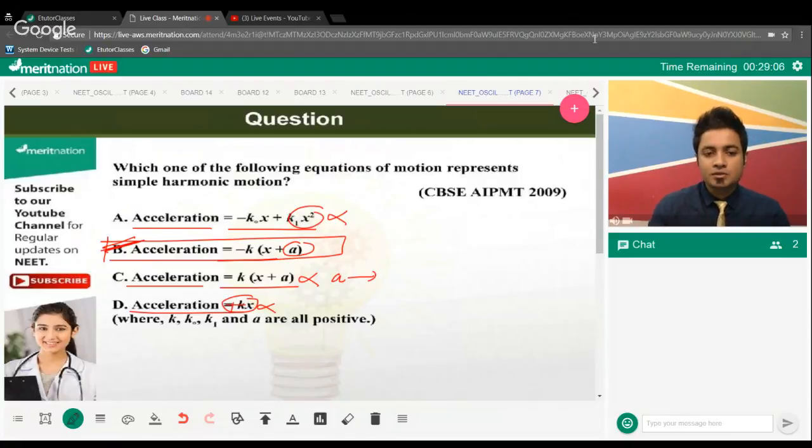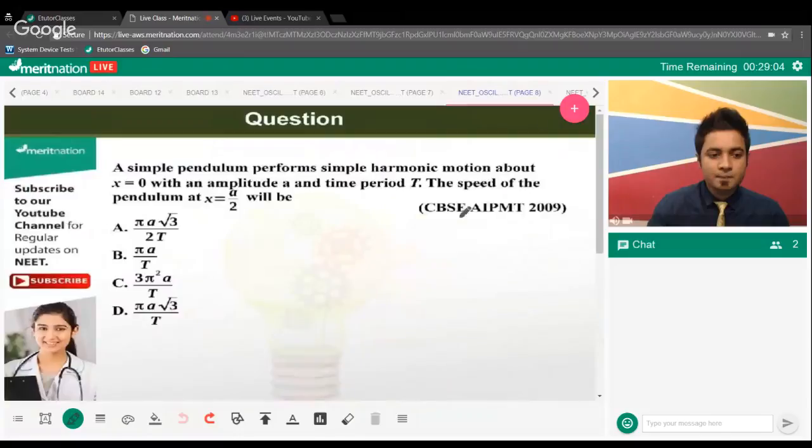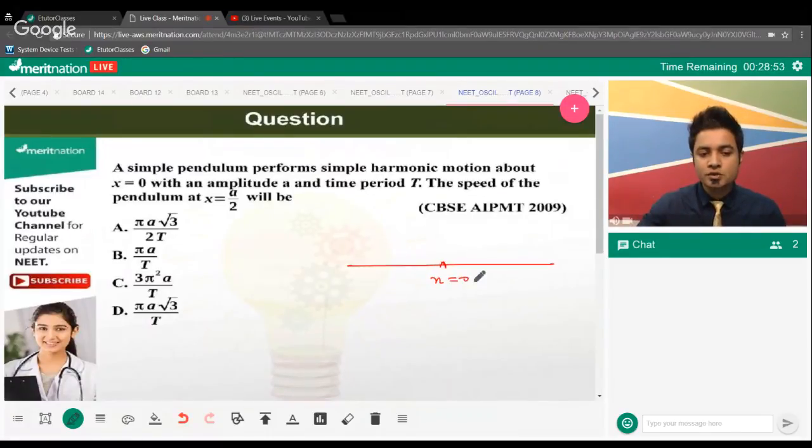Okay, so yes guys, this one: a simple pendulum performs simple harmonic motion about x equals 0. So I'm going to make a number line here. This is going to be x equals 0, right? And with an amplitude a. So I'm going to take this one as the extreme position, so this has to be the a. Okay, and its time period is given as T. And the speed of the pendulum at x equals a by 2, when this pendulum is going in this direction. Suppose I'm going to just sketch it here.